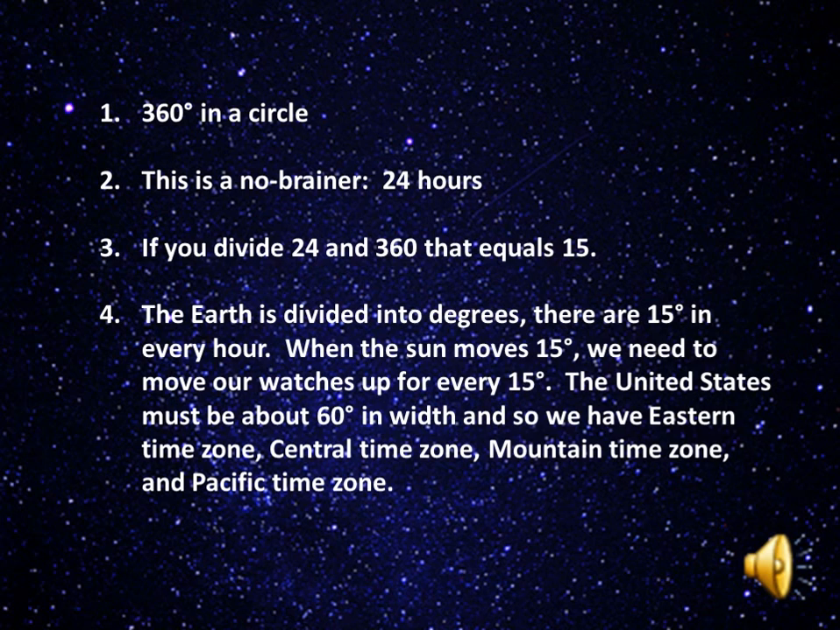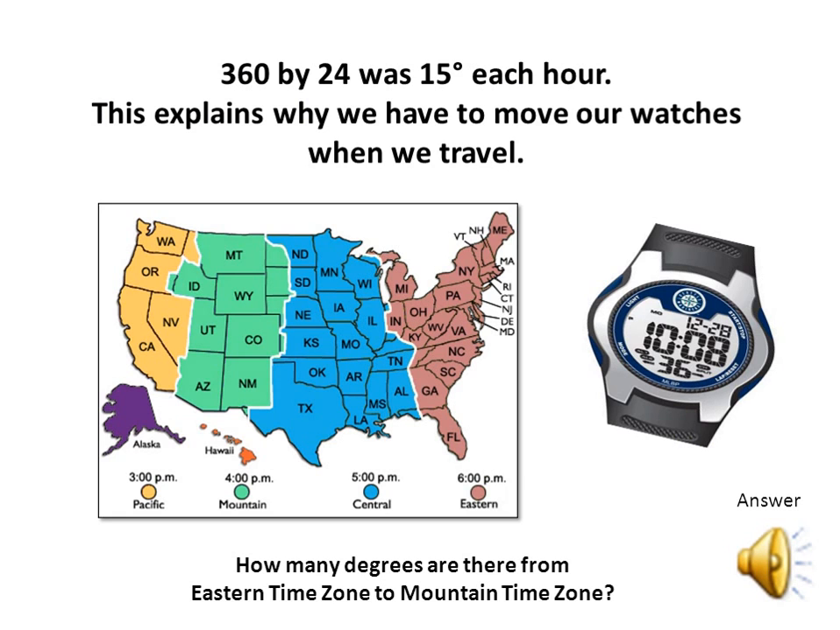Everyone knows that there are 360 degrees in a circle, and this is a no-brainer. There are 24 hours in a day. Now, to save you the time of dividing the number of hours into the number of degrees in a circle, you'll get the answer 15, which is the amount of distance that the Earth will travel in 1 hour. So we need to move our watches up by 1 hour for every 15 degrees that we travel. The answer is 30 degrees.